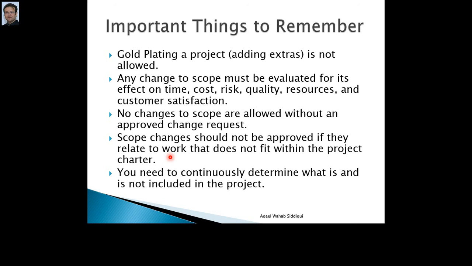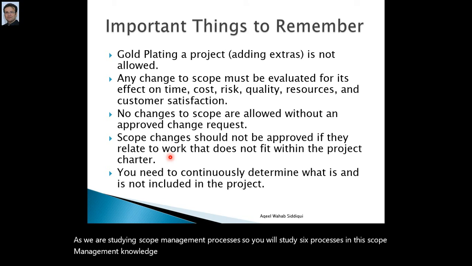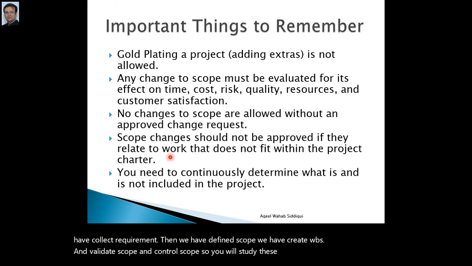As we are studying scope management processes, you will study 6 processes in this scope management knowledge area. The first official process is plan scope management, then we have collect requirements, then define scope, create WBS, validate scope, and control scope. So you will study these 6 processes in project scope management.